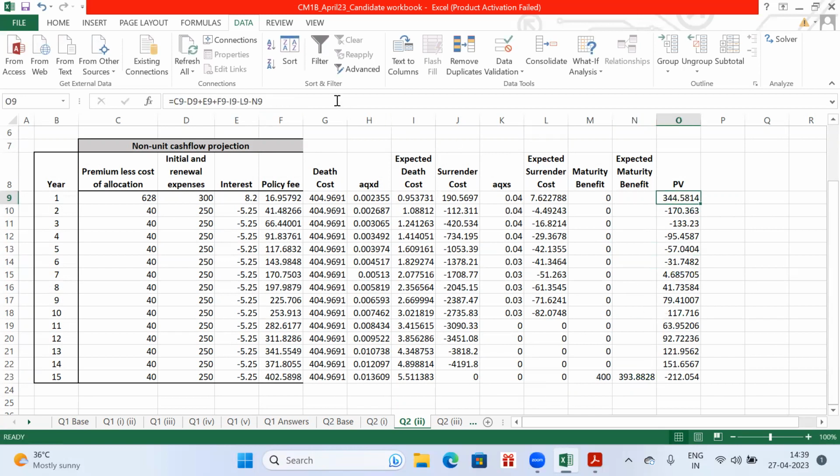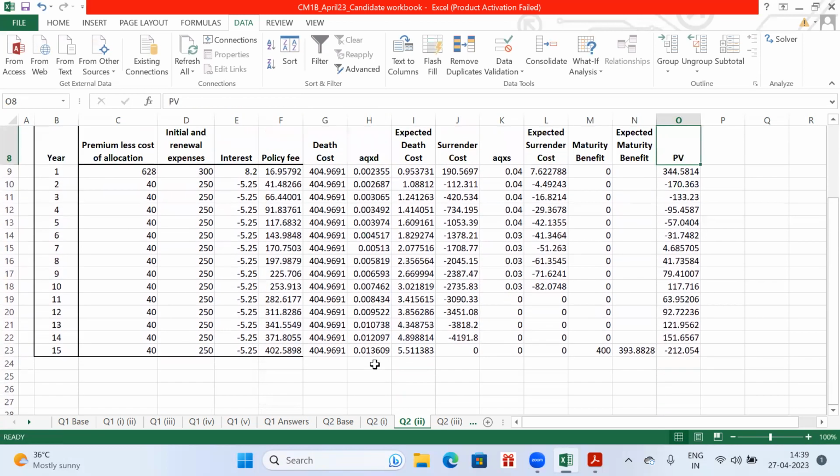The present value is nothing but, profit vector is nothing but premium minus expenses plus interest plus policy fee minus expected death cost minus expected surrender cost and minus the expected maturity benefit. So this is what we get as the profit vector.